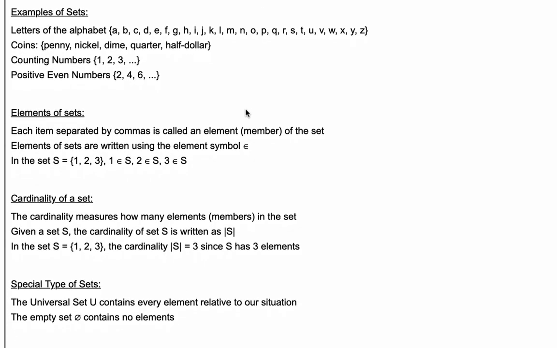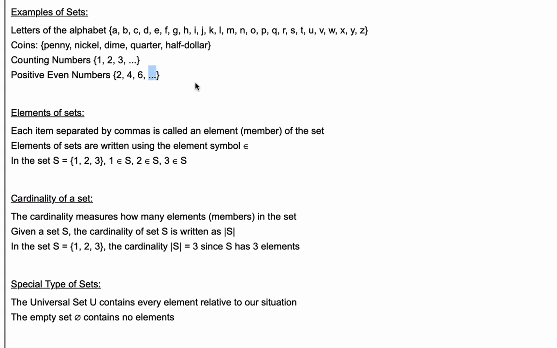Let's walk through some examples of sets. One popular example is the letters of the alphabet, the 26 letters, A through Z, as you see right here. Another example is coins, so penny, nickel, dime, quarter, and half dollar. Counting numbers is another one we covered in a separate video. 1, 2, 3, and as you can see, we use the infinity notation, the 3 dots, because counting numbers extend through positive infinity. And then we can do another example like positive even numbers. So we've got 2, 4, 6, and again, this extends to infinity. So these are a couple examples of sets and how to write them.